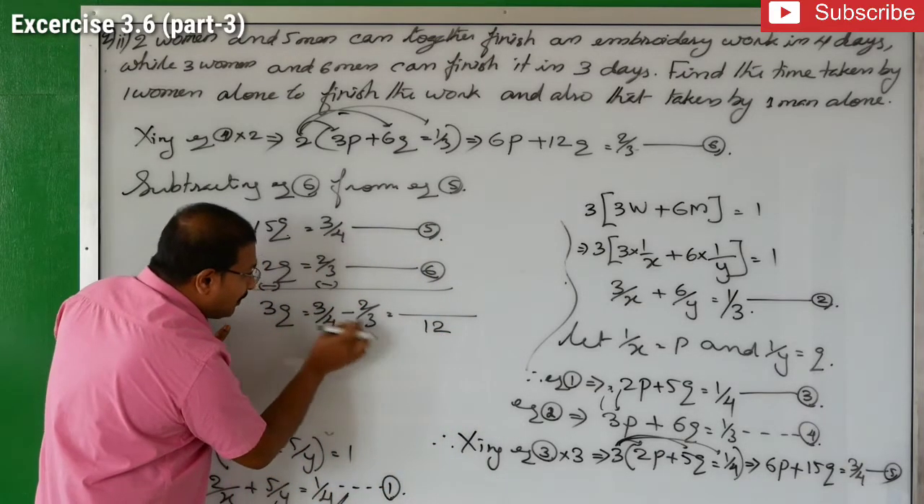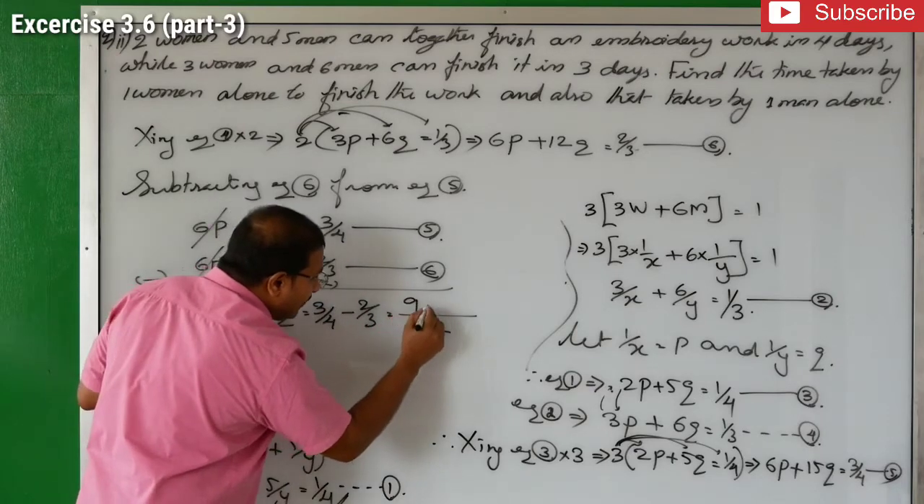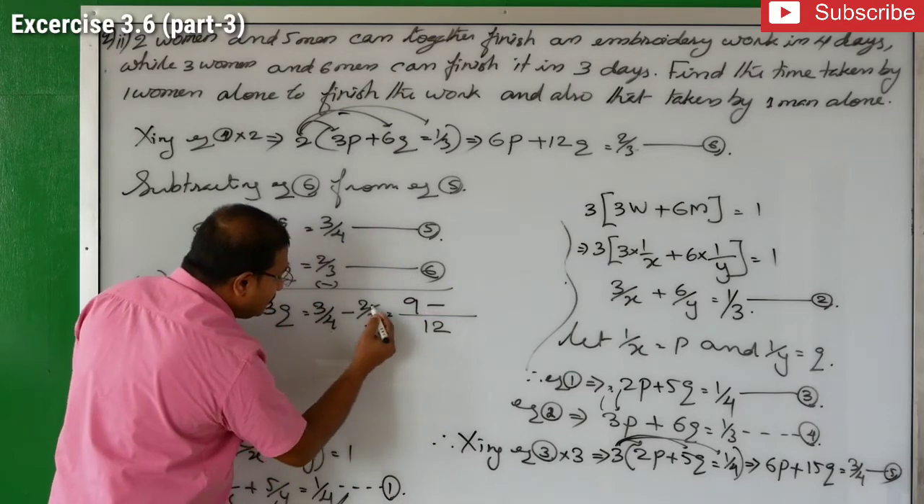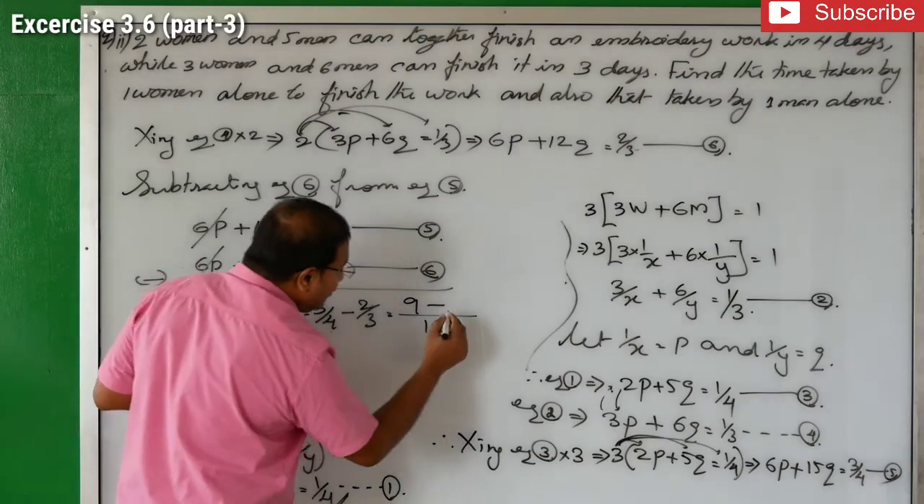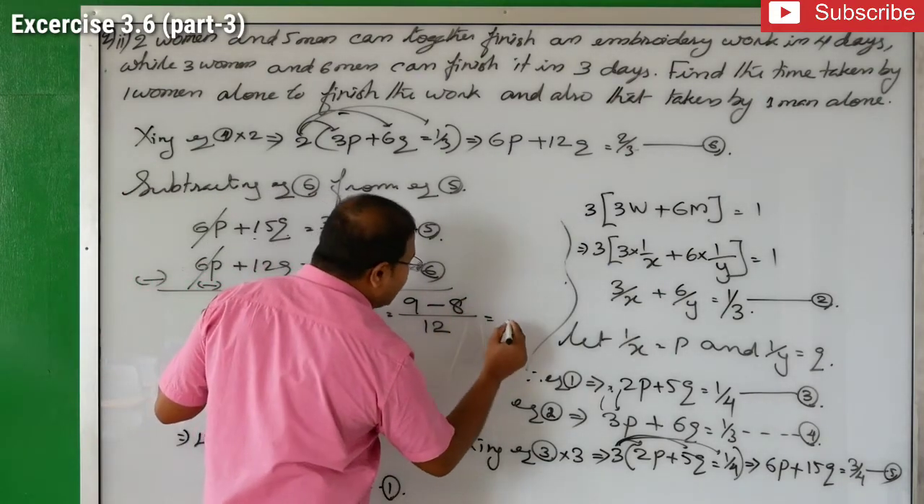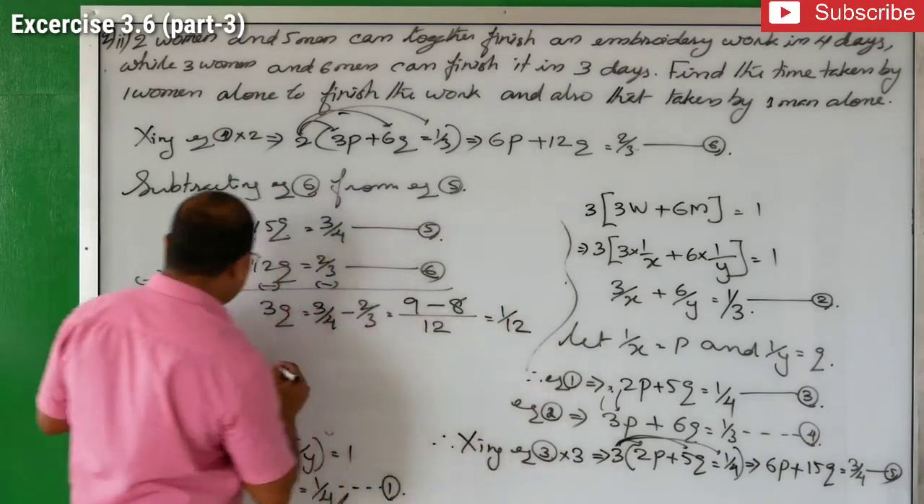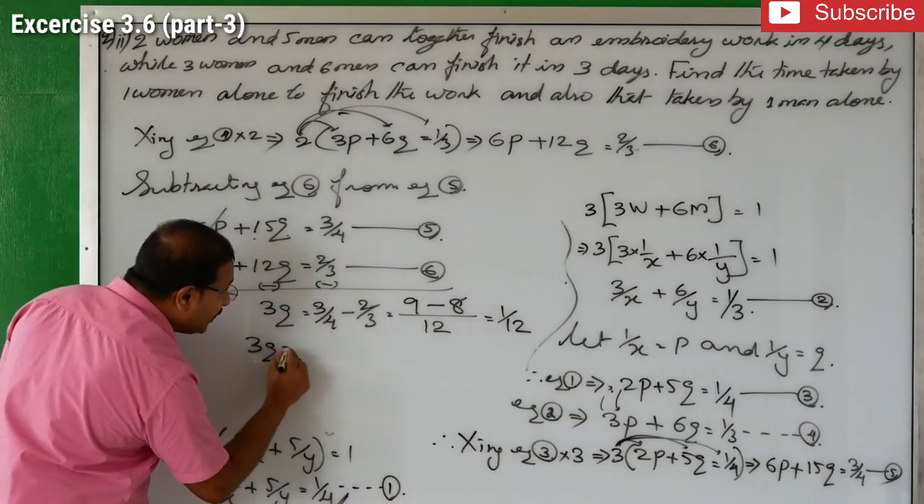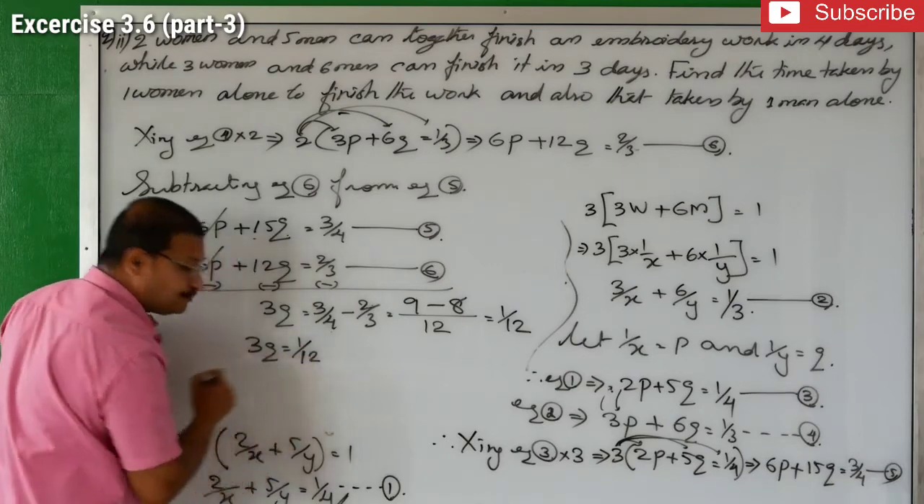Now this 3 will multiply to here. So 3 into 3, 9 minus 4 2s are. We will multiply this way. So 4 2s are 8. Ready? This equals 9 minus 8, that is 1 by 12. So we got 3q equals 1 by 12.